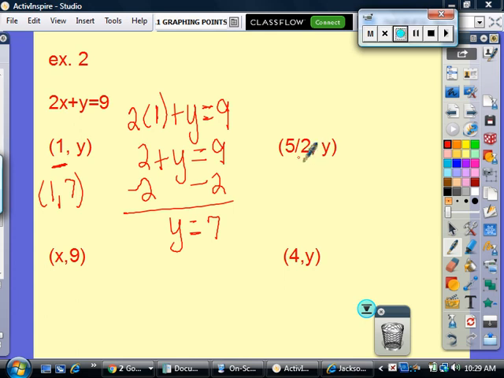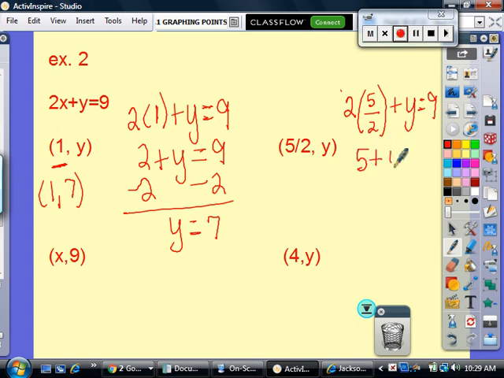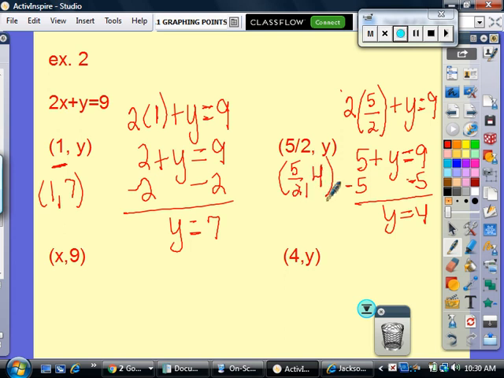Now this would be done the same way, even though this is a fraction. This is a fraction. I'll put it in the place of the X. And I know we're sometimes a little afraid of those, but hey. What happens to the 2's? Don't they just cancel out? And so, what's Y going to be? And so what's this ordered pair? 5 halves, which is the same thing as 2 1/2, 4.